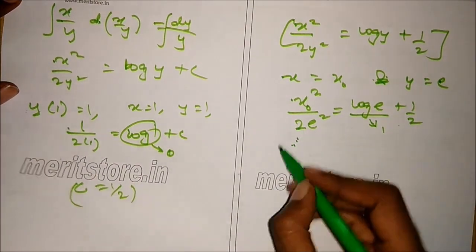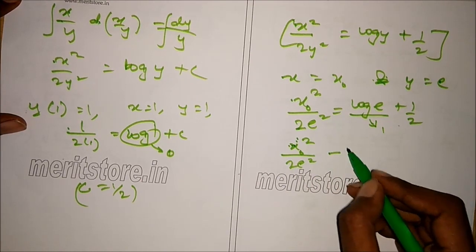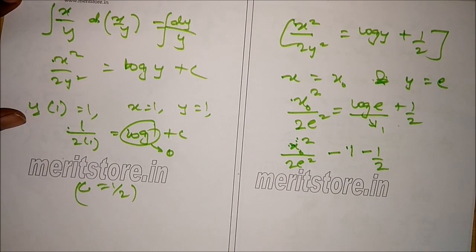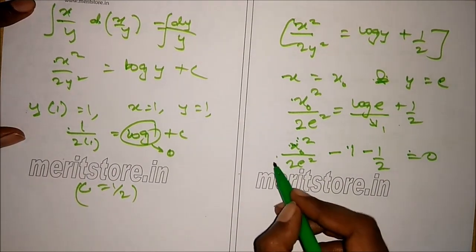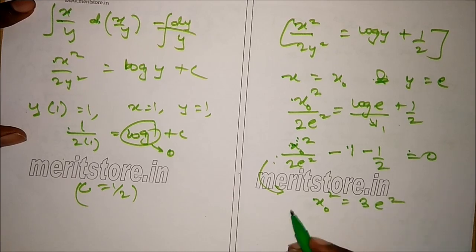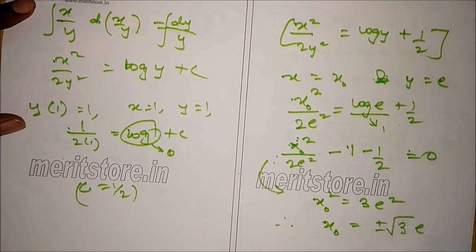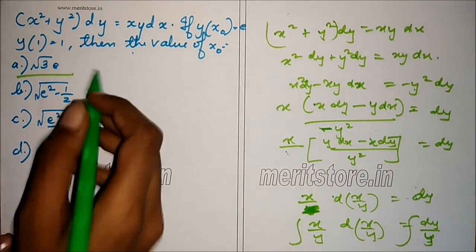So bringing this term to LHS, we get x naught square divided by 2e square minus 1 minus half equals 0. So simplifying this, we'll be getting x naught square is equal to 3e square. So taking roots, we'll be getting x naught is equal to plus or minus root 3e, which is option A, root 3e.